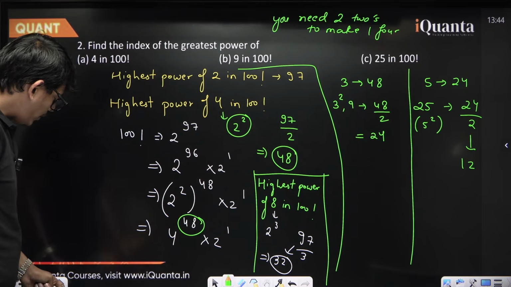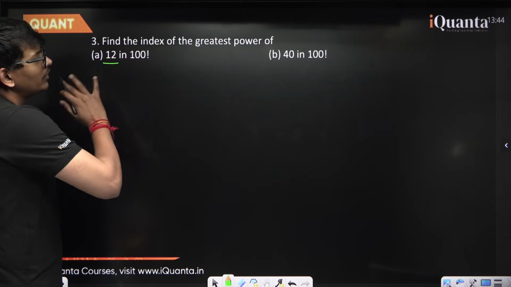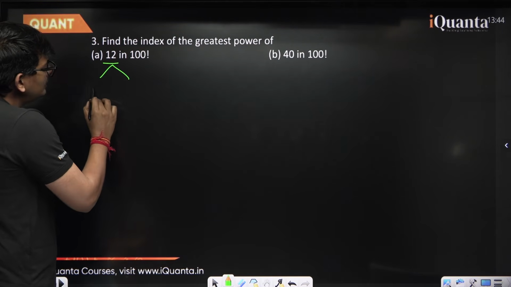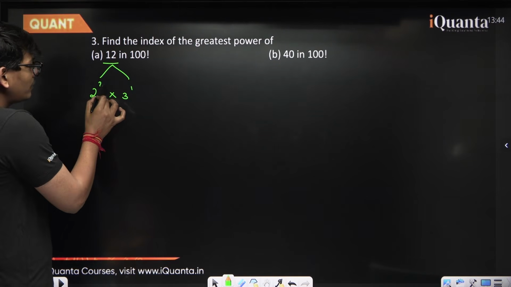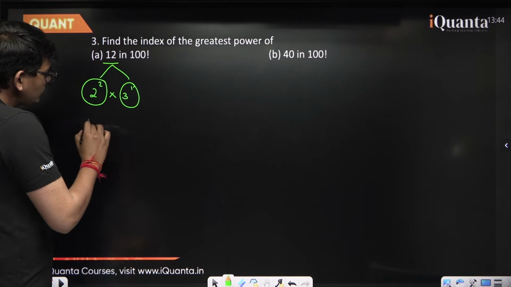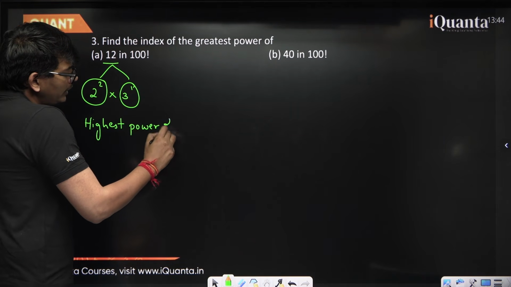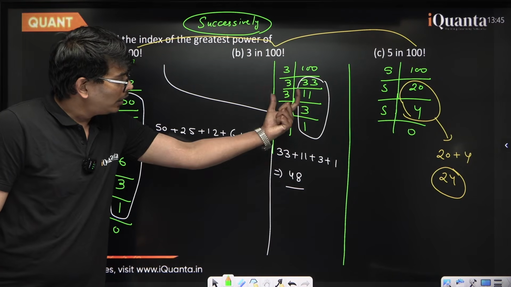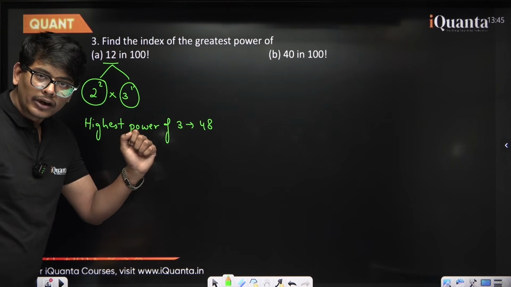Now let's take a few more examples, something like this. 12. So the question says, index of greatest power of 12 in 100 factorial. So we know 12 is basically 2 square into 3 raised to the power 1. So what I'm going to do, I will be finding the highest power of 4. I will be finding the highest power of 3. Highest power of 3, I have already taught you how to do that. So highest power of 3 is 48 using this method. So you have to find out the highest power of 3 using this method first. So we got this as 48.